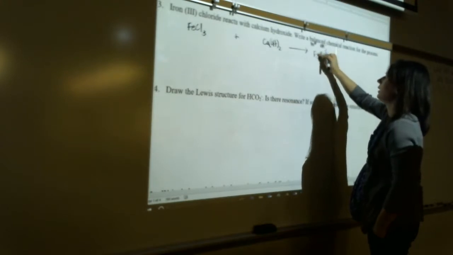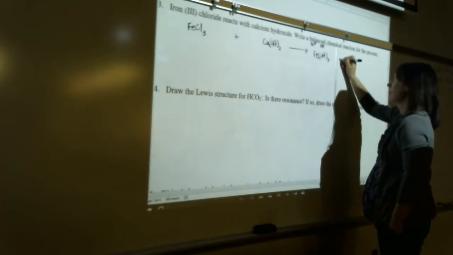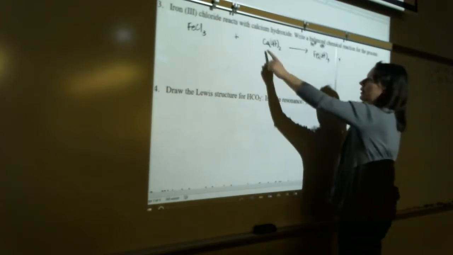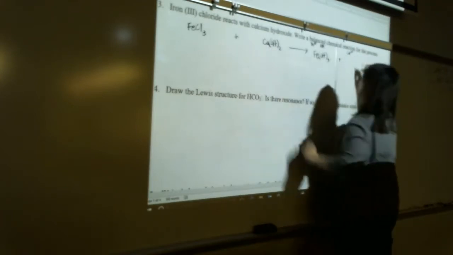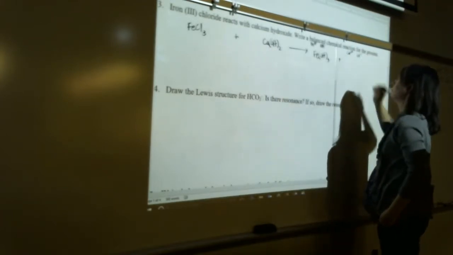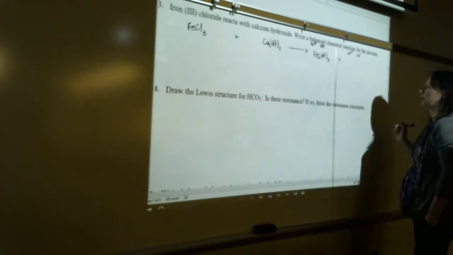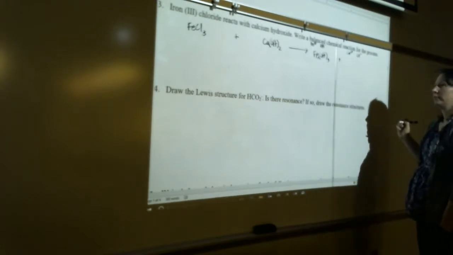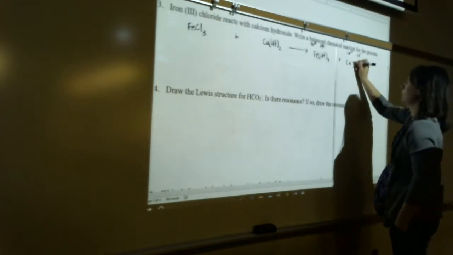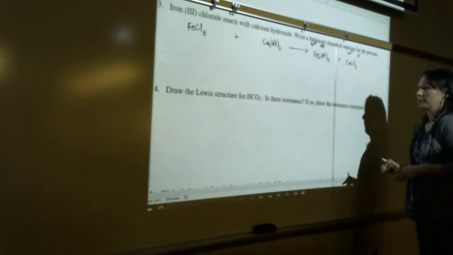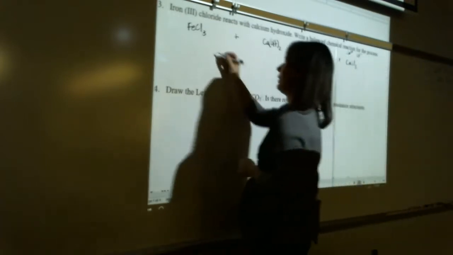That's an E, by the way. It looks like a C. It's an E. And my other product, calcium and chloride. Right? What's the formula going to be there? CaCl2. Okay, so let's write it a little bit bigger so we can balance it now.